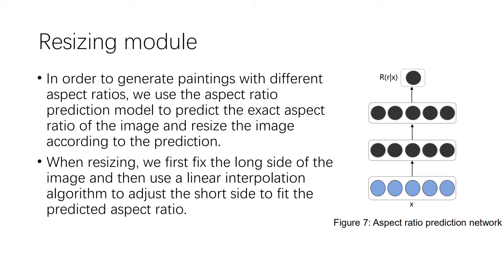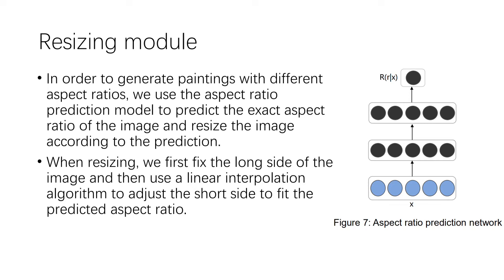In order to generate paintings with different aspect ratios, we use the resizing module to predict the exact aspect ratio of the image and resize the image according to the prediction. The aspect ratio prediction model used here is a multi-layer fully connected network of pyramid structure. The input of the model is the image embedding extracted by the pre-trained ResNet50 network, and the output of the model is the aspect ratio of the image. We trained the aspect ratio prediction model on the dataset shown in Table 1.